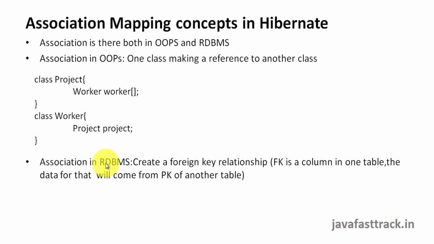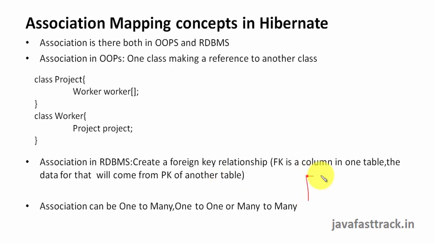Association is there in RDBMS also. You call it relationships. Relational database management system is all about tables and relationships. Here you create foreign key relationships. A foreign key is nothing but a column in one table. The data for that will come from the primary key of another table. To create relationships in a database, you have to create a foreign key between two tables.